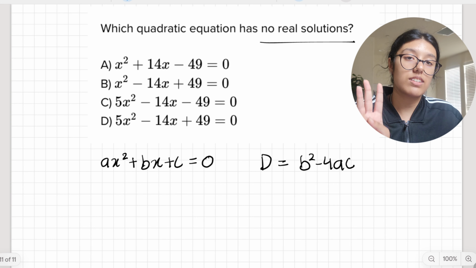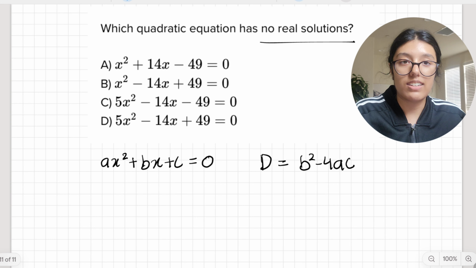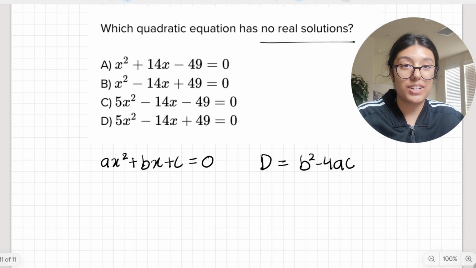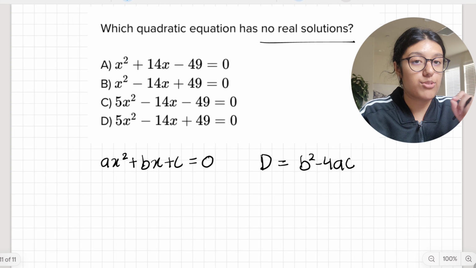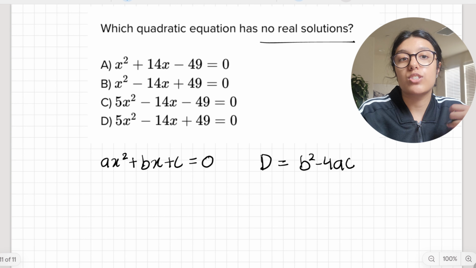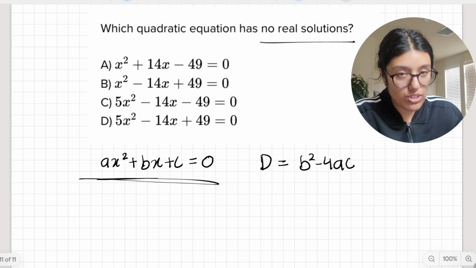Now there are 3 scenarios that D can be: equal to, greater than, or less than. You'll see what I mean in a second. And each one of those scenarios represents what type of solution that equation will give you.